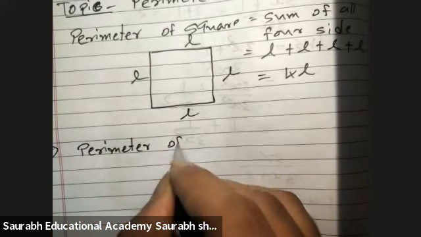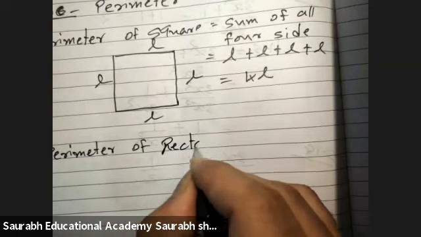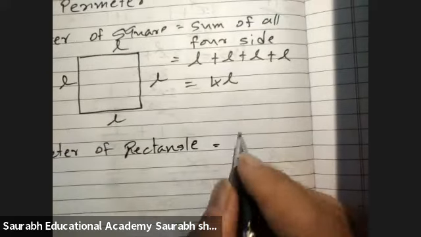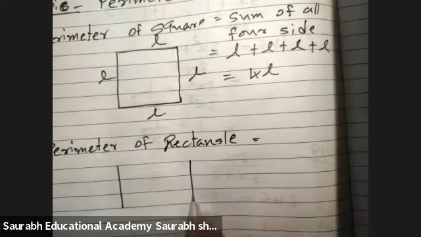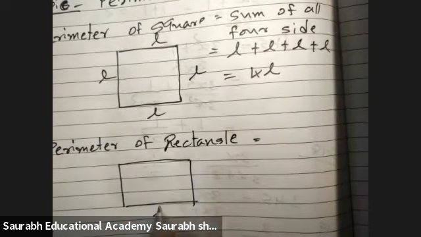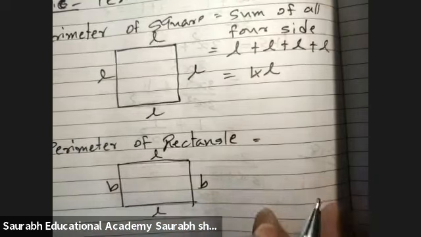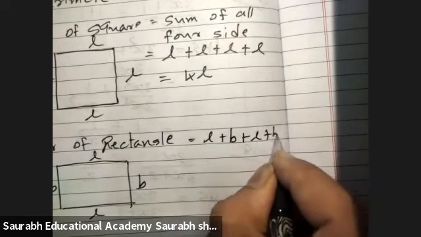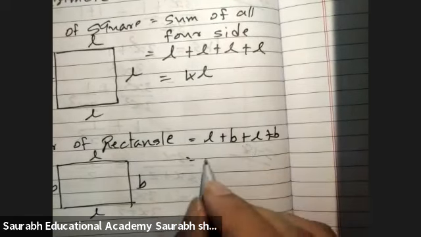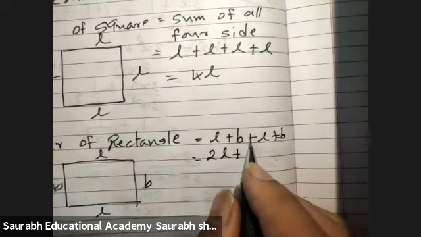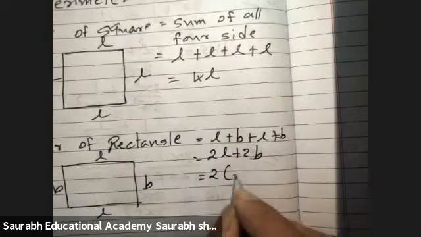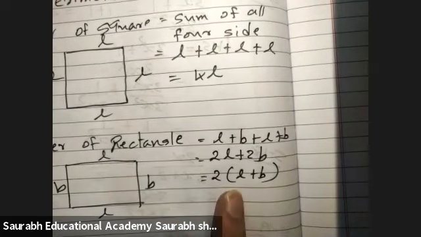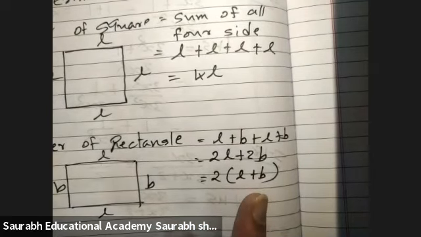Second, perimeter of rectangle. This is your rectangle, length, breadth, that is L plus B plus L plus B. L plus L, that is 2L. B plus B, that is 2B. And if we take 2 common, L plus B. This is the formula for perimeter of rectangle: 2 into bracket L plus B.